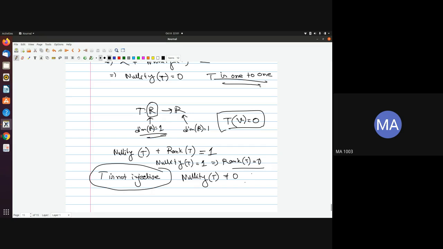Rank T is 0 means what? Rank T is 0 means the dimension of the range space is 0. That means the range of T contains nothing but 0, only 0. So everything is going to 0. The image is the 0 space. Right? So everything is going to 0 means the null space is the whole thing. And that really satisfies because nullity is 1. Null space is R. Correct? Okay. Got it? Okay, great.